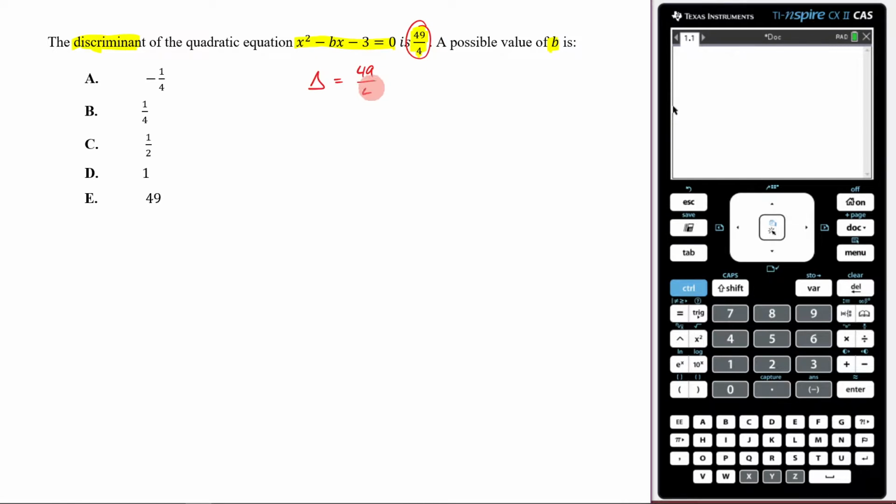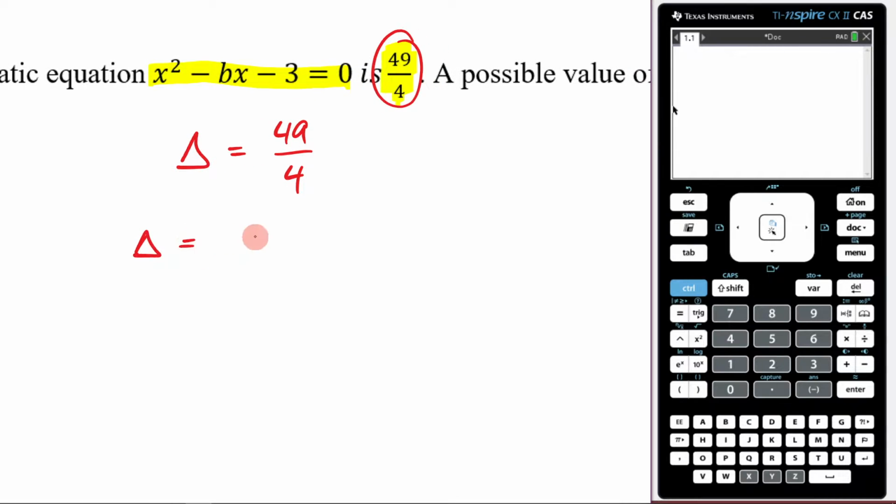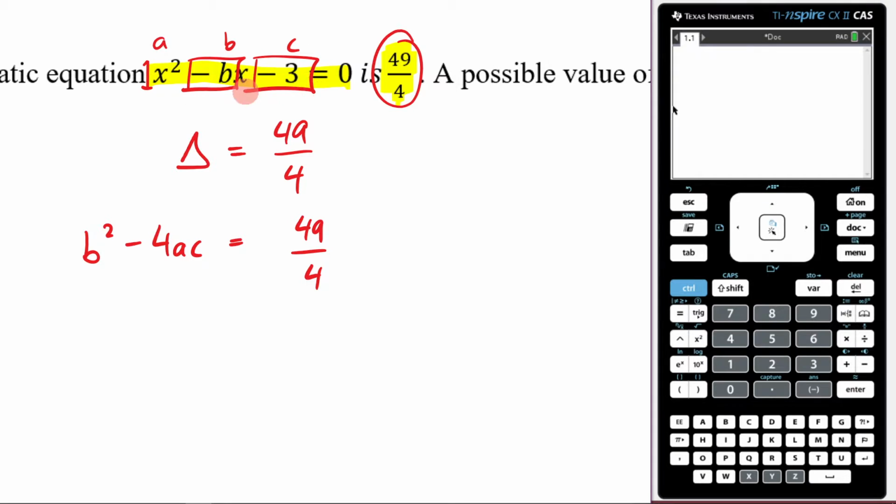49 on 4. The next thing I can do is say, all right, I know that the discriminant is equal to b squared, and actually I might write it like this just to make it a bit clearer. It's b squared minus 4ac. That's going to be equal to 49 on 4. Now, this is the a, this is the b, and this is the c. And remember, the a is the number in front of the x squared term. The b in this case will just be negative b, and then the c will be negative 3.